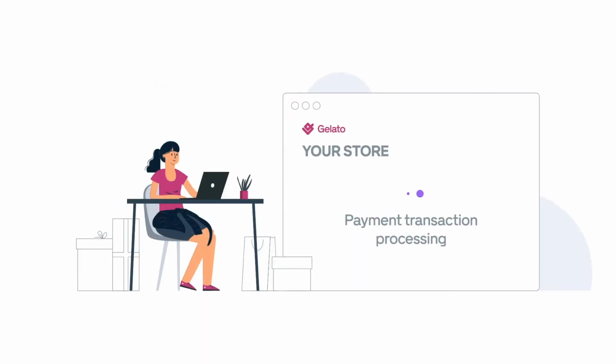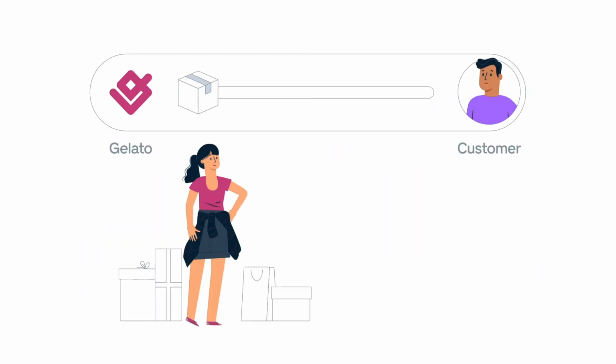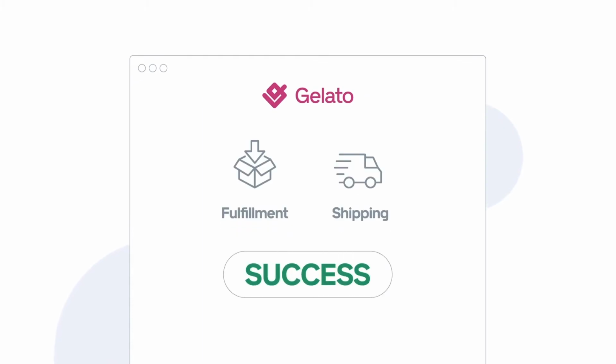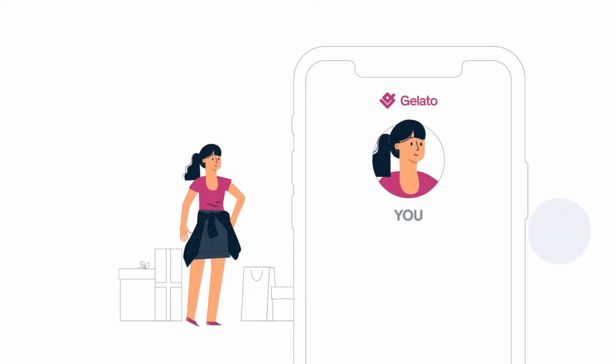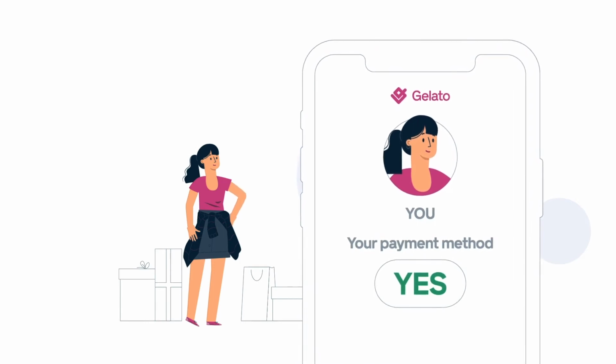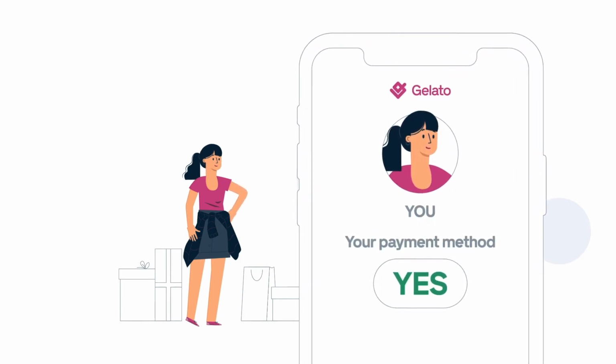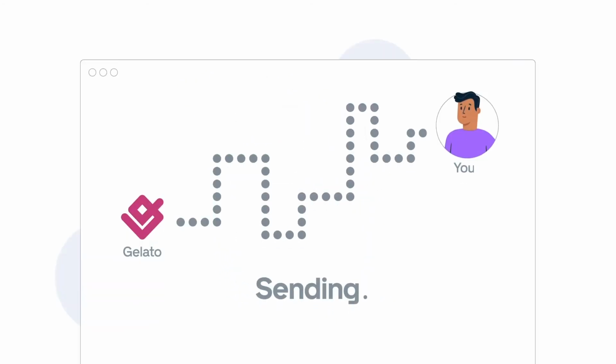The second transaction is your payment to Gelato for the production and delivery of your products to your customers. Once the order is transferred to Gelato for fulfillment and shipping, we will charge you by using the payment method you have set up in your account. The order is then produced and delivered to your customer.